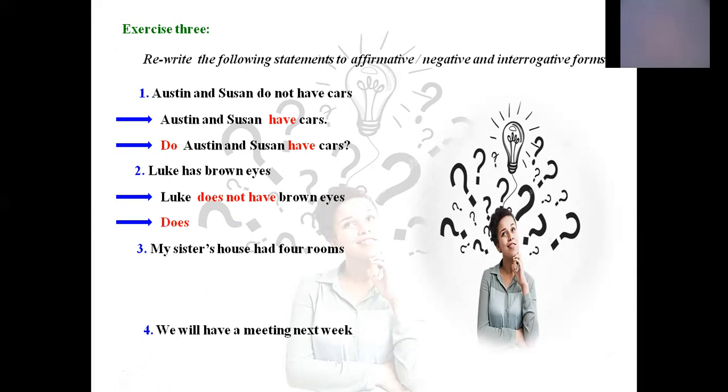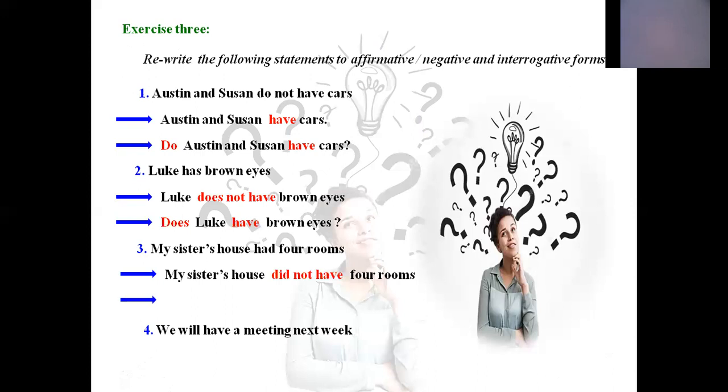As a question, does Luke have brown eyes? Yes or no? For the third one, my sister's house had 4 rooms. Here we are talking about the house of my sister in the past. So it's in the affirmative also. We need to put it in the negative first. My sister's house did not have 4 rooms. My sister's house didn't have 4 rooms.